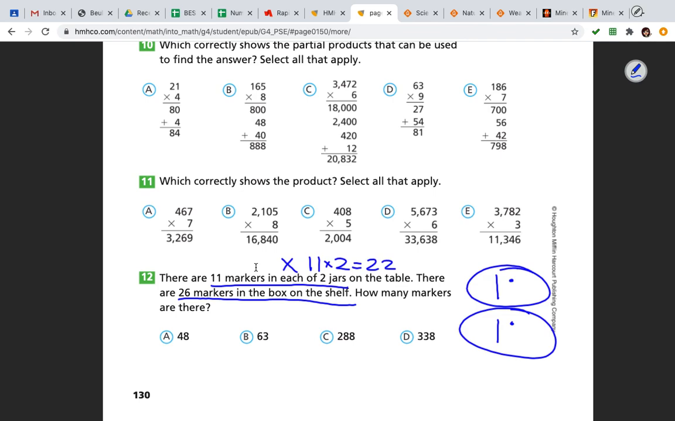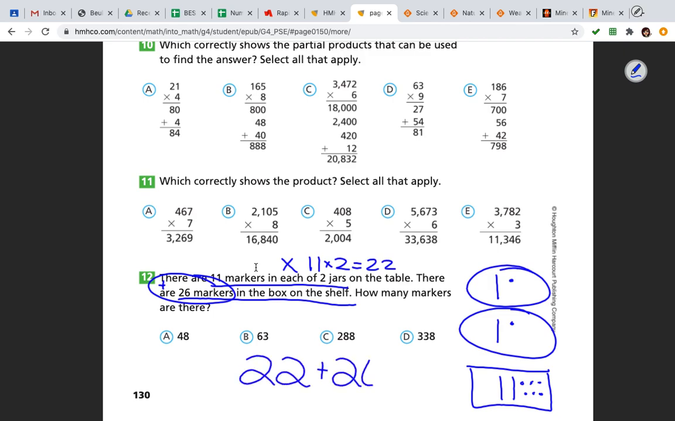Then there are 26 markers in a box on the shelf. So we have 26. 2 tens, 1, 2, 3, 4, 5, 6. It doesn't tell us to multiply this number, so we are just adding. This is the additive comparison. So we have multiplicative and additive. How many markers are there? So we have 22 in the jars plus 26 in the box. We add these together. 22 plus 26, 6 plus 2 is 8, 2 plus 2 is 4. How many markers are there? There were 48. You should have picked A.